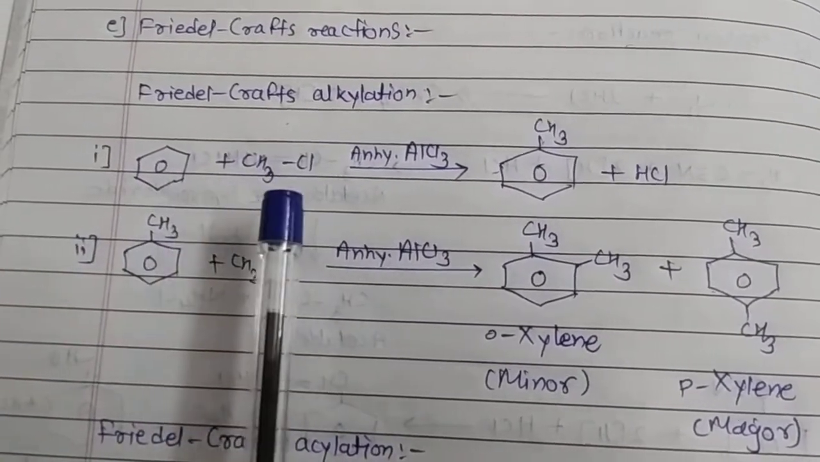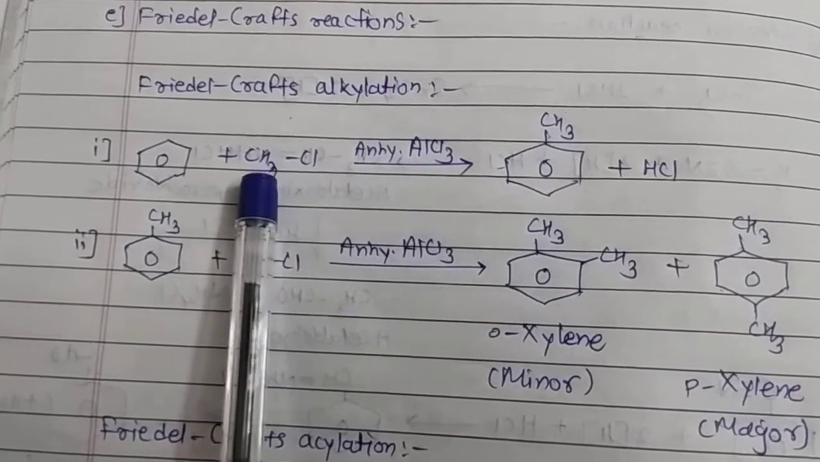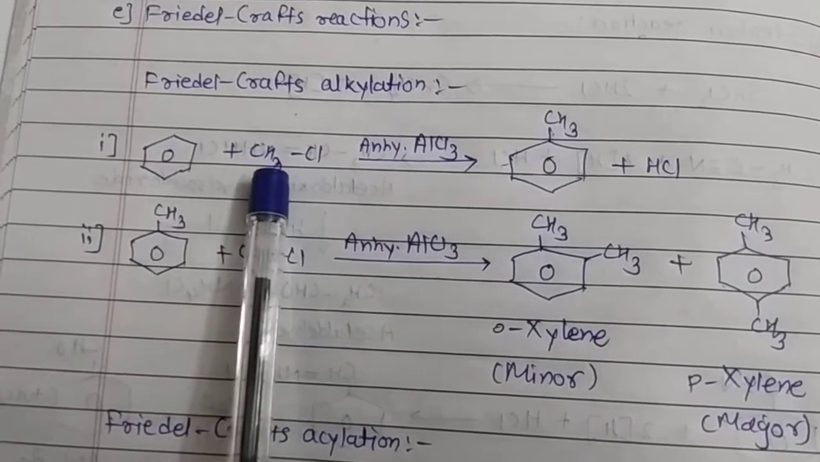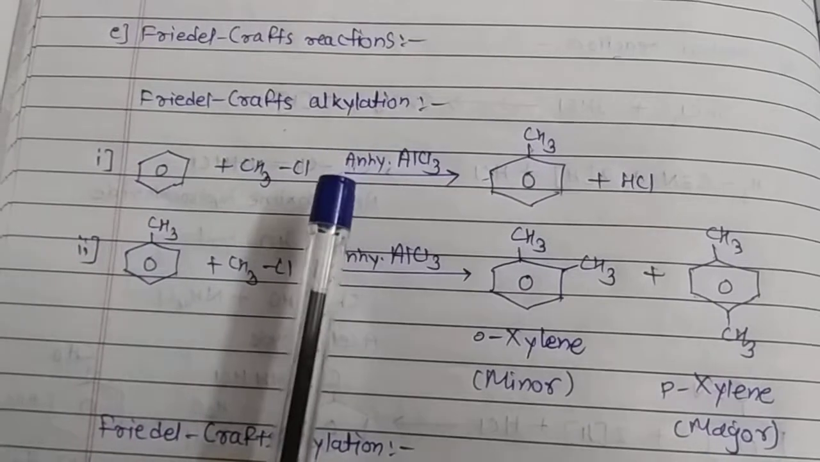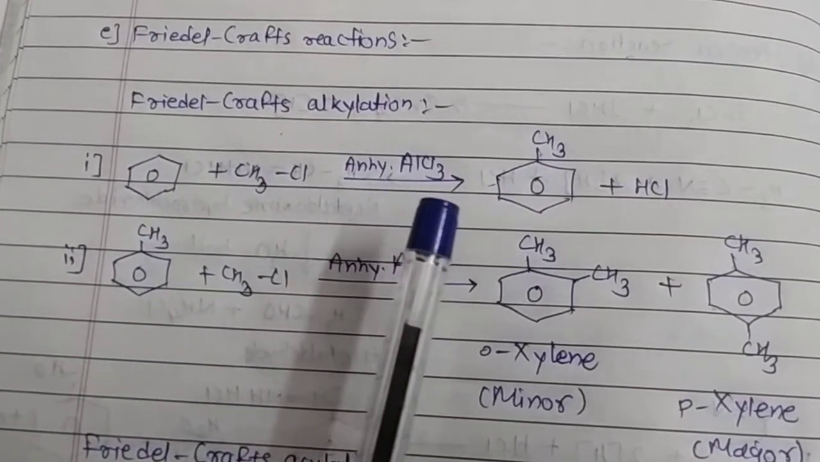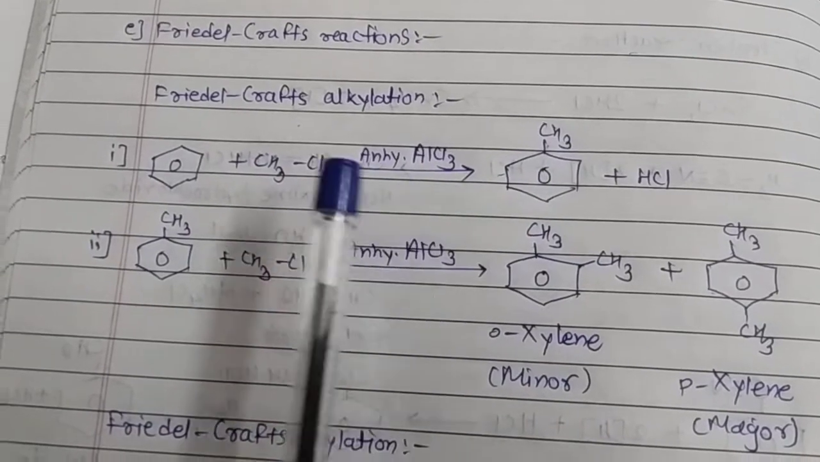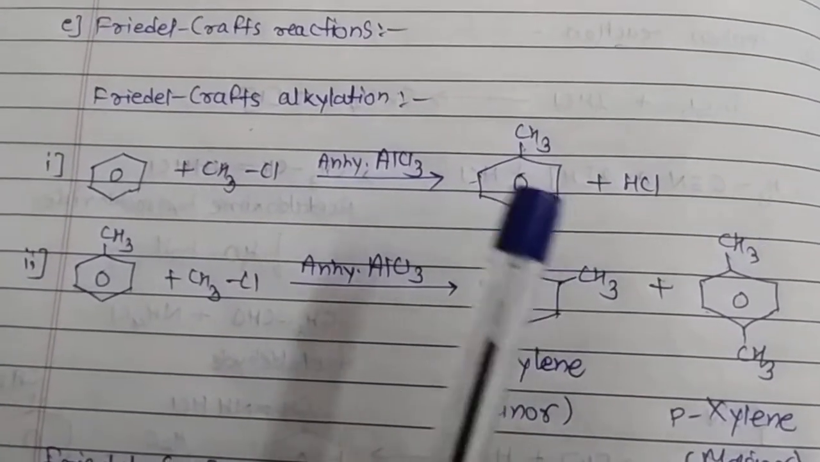In Friedel-Crafts alkylation, CH3Cl. So in this methyl chloride, CH3 is the electrophile here. So electrophilic substitution occurs on the benzene ring. Catalyst is again anhydrous AlCl3. Anhydrous means it does not contain any amount of water. So it does not contain water, so that is anhydrous.